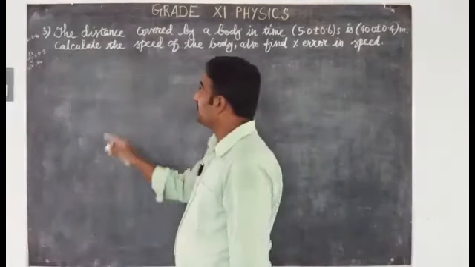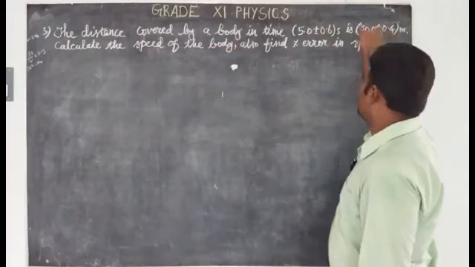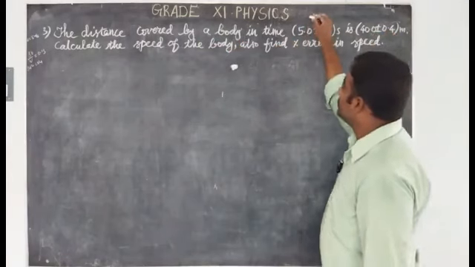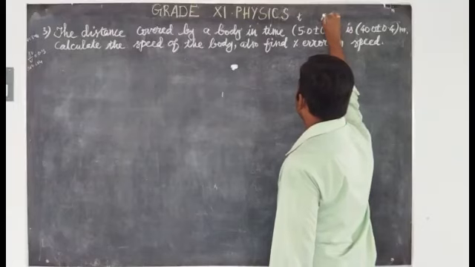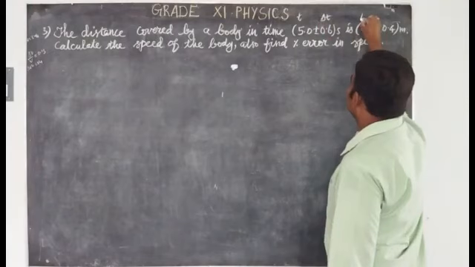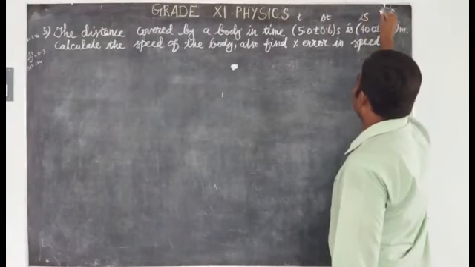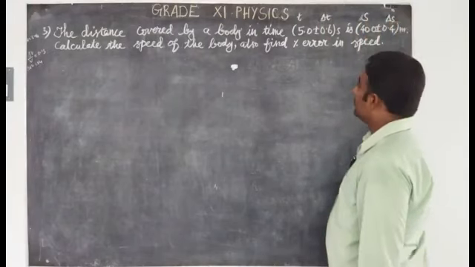Look at the question. The distance covered by the body in a certain time. This is the time t, and this is the error in time, delta t, and this is the distance covered by the body. So this is s, this is delta s. Calculate the speed of the body and also find the percentage error in the speed.